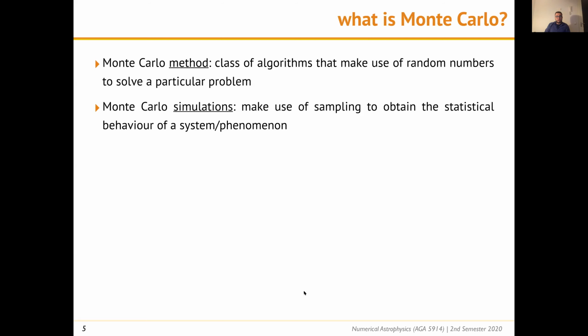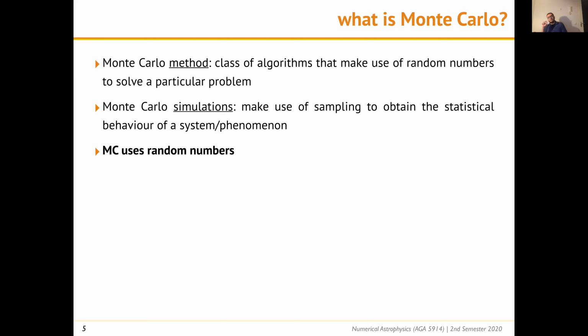So Monte Carlo simulations are just the application of the Monte Carlo method: random numbers and some kind of sampling to obtain some statistical behavior of a system or phenomenon that we are interested in. But we do need to have some knowledge of this phenomenon to provide our Monte Carlo code with this information, right? It doesn't come up with ideas on its own.